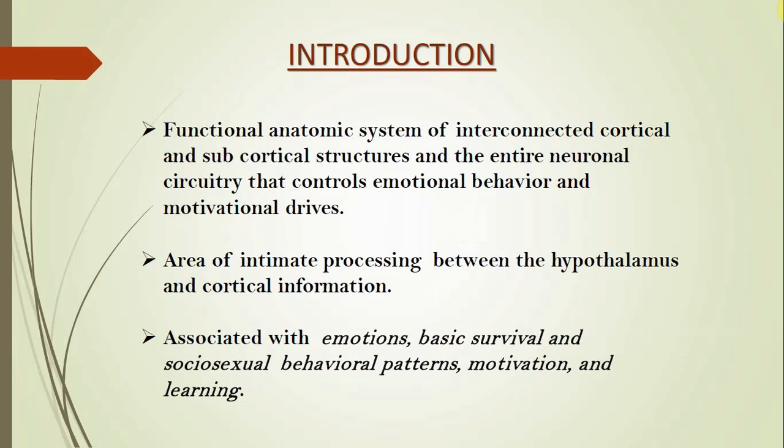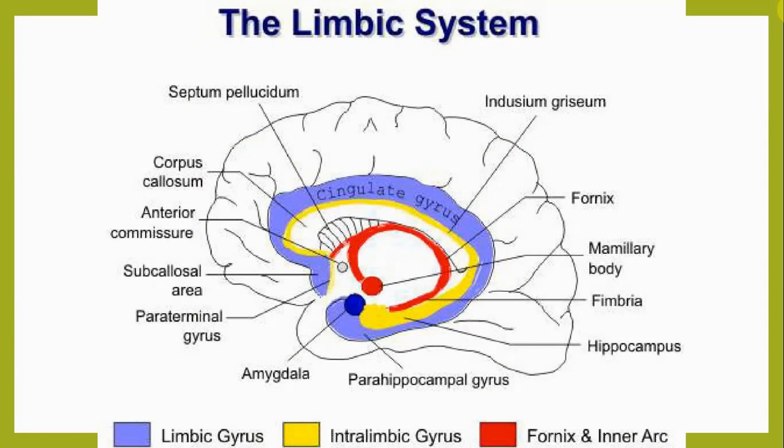Now, introduction. The limbic system is the functional and anatomic system of the interconnected cortical and subcortical structures and the entire neuronal circuitry that controls emotion, behavior and motivational drive. It is an area of intimate processing between the hypothalamus and the cortical limbs. It is associated with emotions, basic survival and socio-sexual behavioral patterns, motivation and learning. This is a simplified diagram of the limbic system showing the limbic gyrus, intralimbic gyrus, and fornix and inner arc.